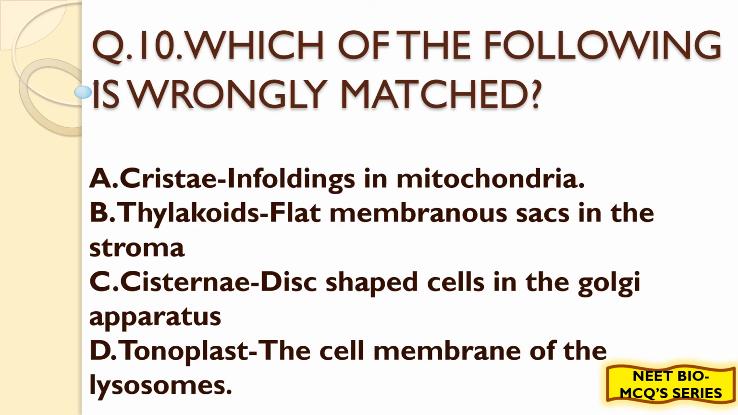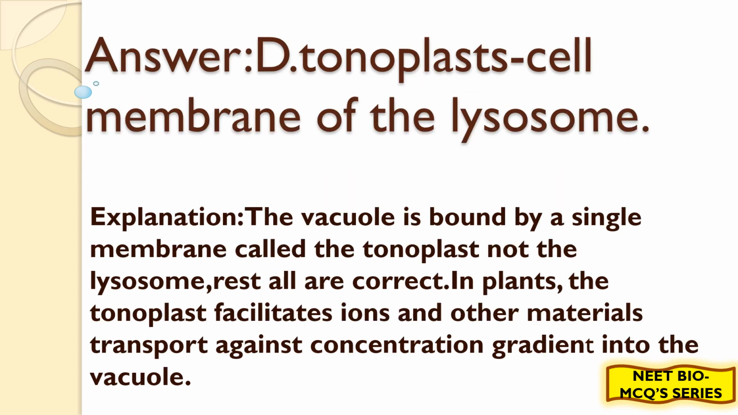Question 10. Which of the following is wrongly matched? The last question in our series. A. Cristae, infoldings in mitochondria. B. Thylakoids, the flat membranous sacs in the stroma. C. Cisternae, the disc-shaped sacs in the Golgi apparatus. And D. Tonoplast, the cell membrane of the lysosomes. So which of these is wrongly matched? The answer is D. Tonoplast, the cell membrane of the lysosome.